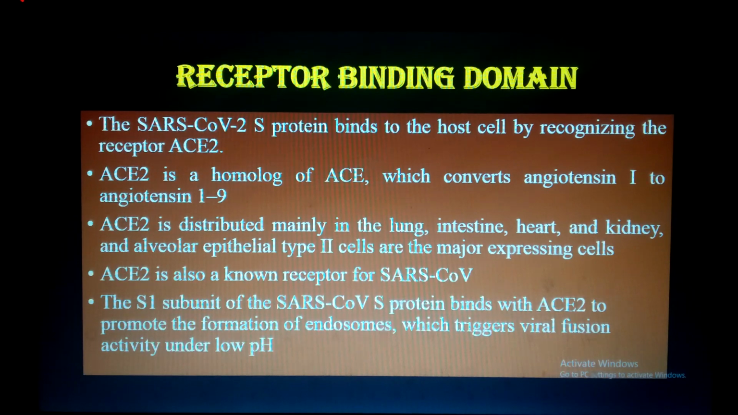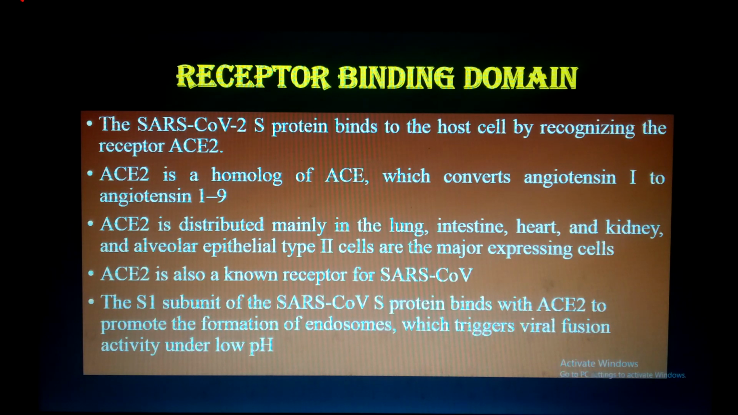Now I'm just using the abbreviation ACE2. ACE2 is distributed mainly in the lungs and intestine. This enzyme and angiotensin are the type of proteins that play a very important role in immunity. It is present in the lungs, intestine, heart and kidney, and alveolar epithelium type 2 cells. These are the major expressing cells. That's why the coronavirus attacks the respiratory system, and that's why it is known as SARS.